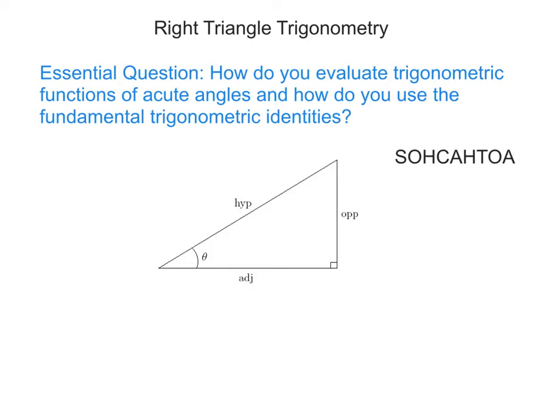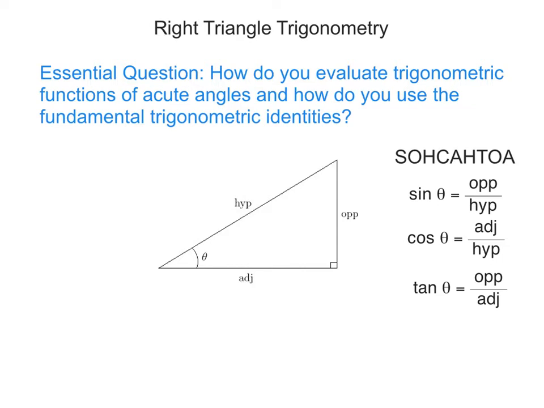Now, you may remember from prior classes that you can use the right triangle and the name SOHCAHTOA to determine the sine, cosine, and tangent using a right triangle. This shows that the sine, SOH, is equal to the opposite over hypotenuse. The cosine, CAH, is equal to the adjacent over the hypotenuse. And the tangent, TOA, is equal to the opposite over the adjacent.